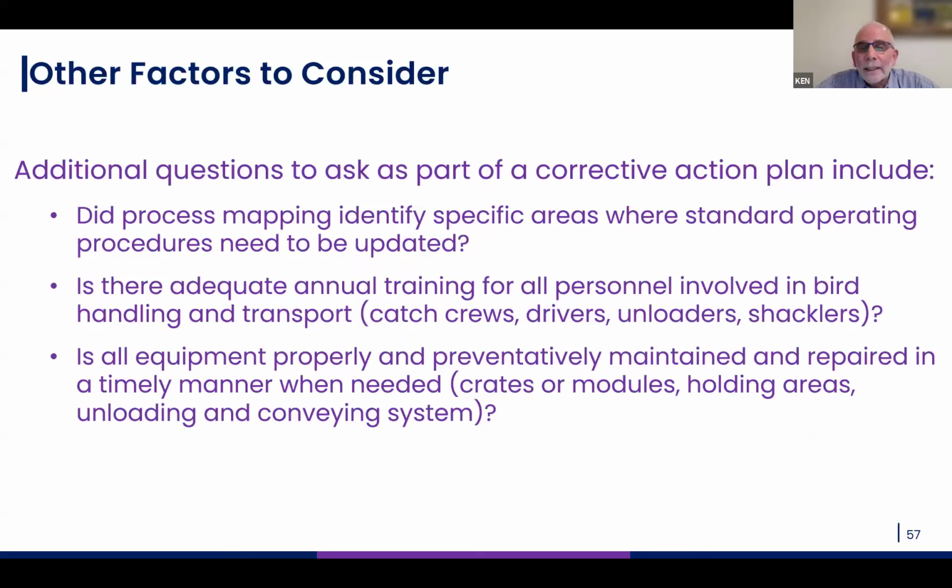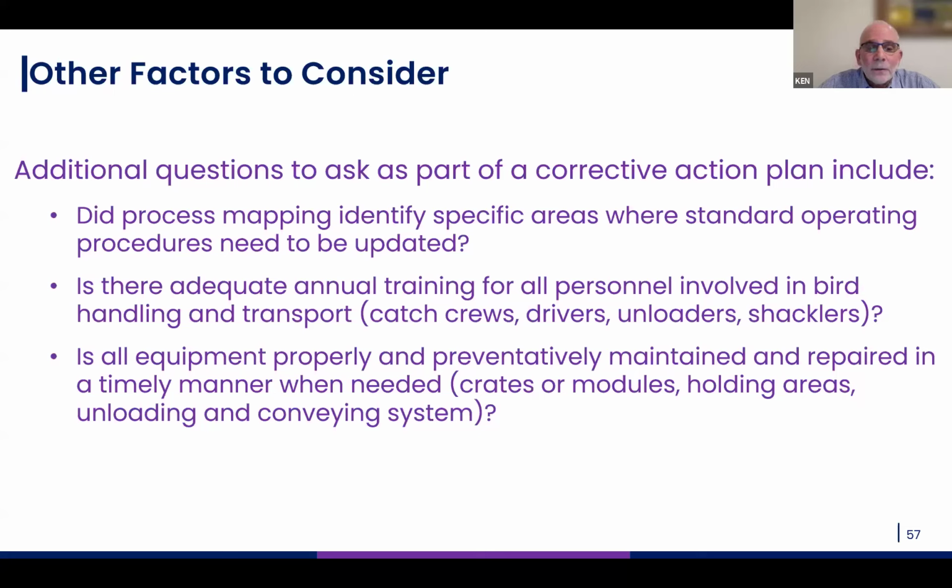Were we adequately training all personnel involved in bird handling and transport? There was certainly an opportunity. If you remember back to the graph with the catch crews, one crew was higher than the other. So there was definitely some training opportunity, and there's always opportunity to improve the information we provide to our team members, especially in an area like catch crews where there tends to be a lot of turnover. In some operations, they're contract crews that are delivering the service. So training is a must.